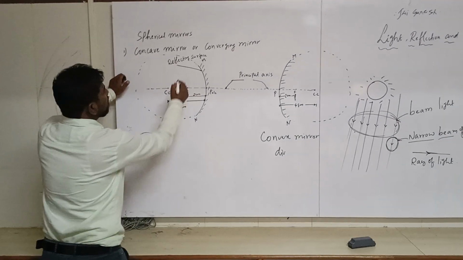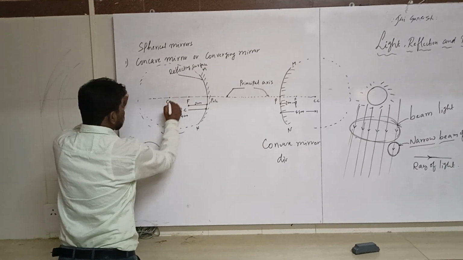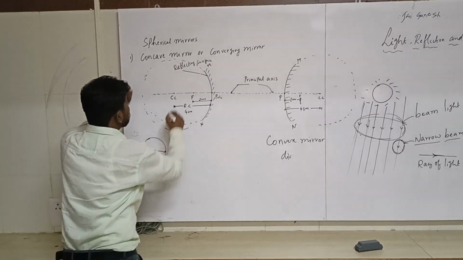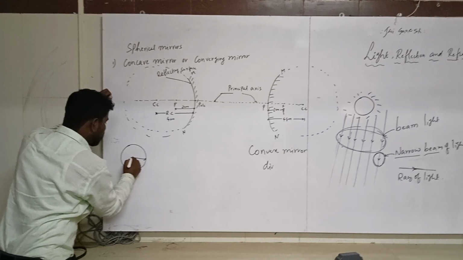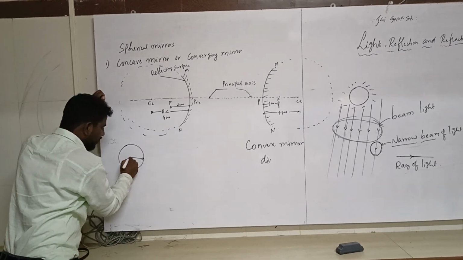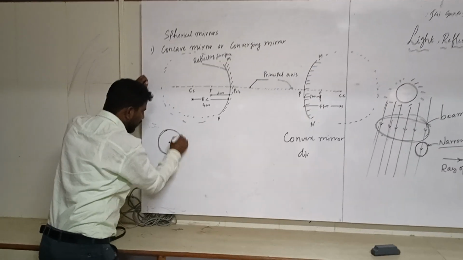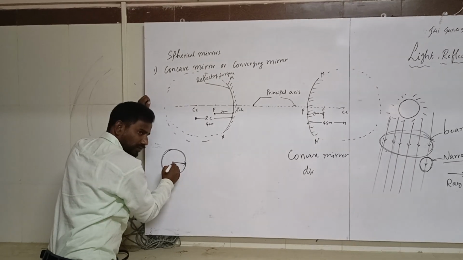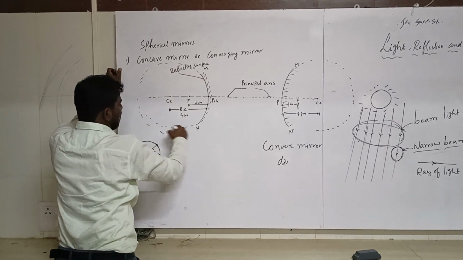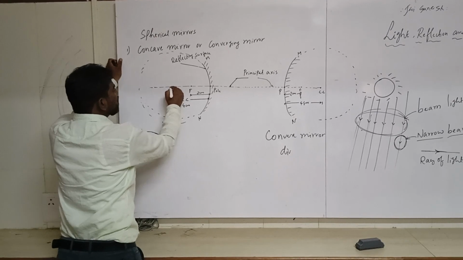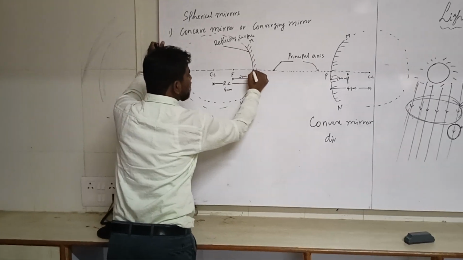When I draw this curve, if I complete it as a sphere, I will get a center. This is called the center of curvature, and the distance from the center to any point on the circle is called a radius. Similarly, if I draw an imaginary curve, it will be a sphere, and the distance to the center is the radius of curvature. The center of the mirror is called the pole.